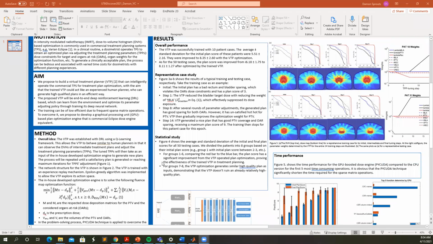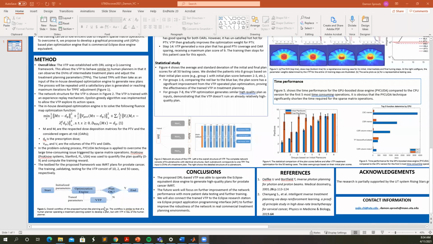We propose to build a VTP that can interactively operate in the commercial TPS for treatment plan optimization, with the aim that it can behave like a human planner. So basically, we wanted to follow this kind of flow chart where it starts, initializes the parameters, and runs the optimization engine. If the plan is okay, yes, or if it hits the maximum number of steps, it stops. If not, it will continue this loop.